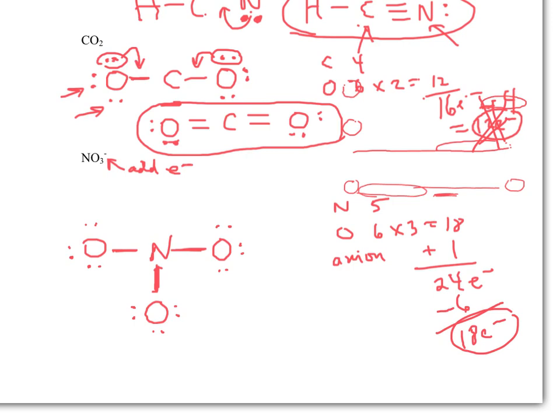You do the electrons for the terminal atoms first. I didn't have any electrons left over. We used up all 18. So now we go and look at that nitrogen and we see that he's only got 6 electrons. So I'm going to have to take a lone pair from one of the oxygens and bring it in to be a shared pair.